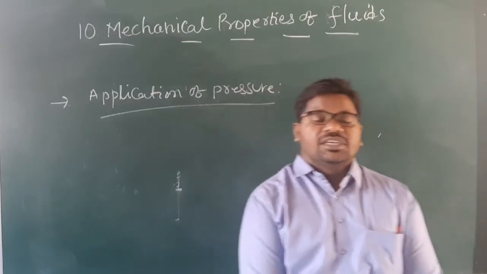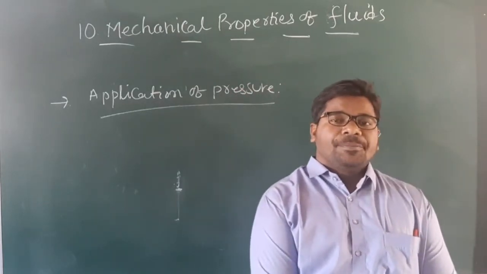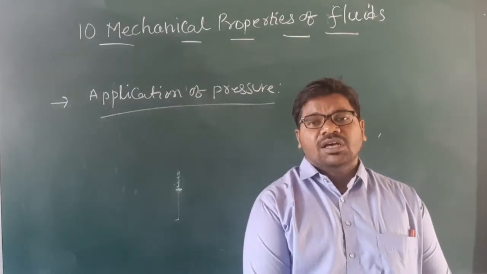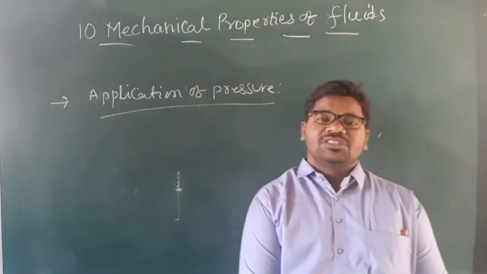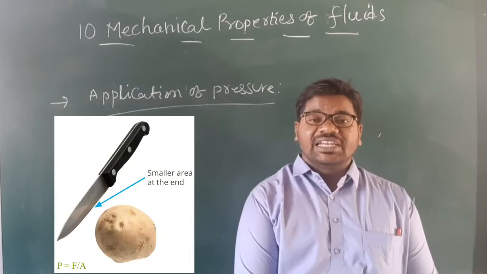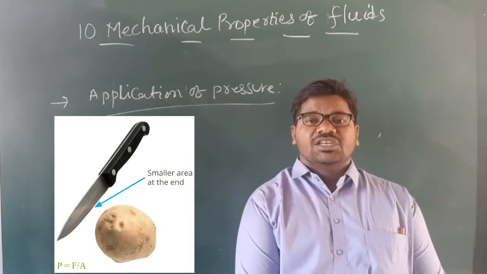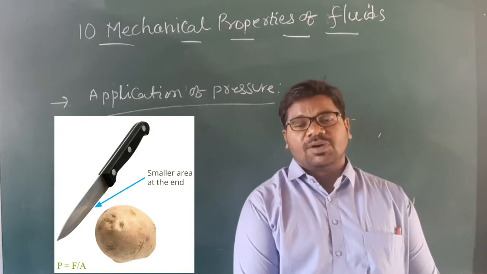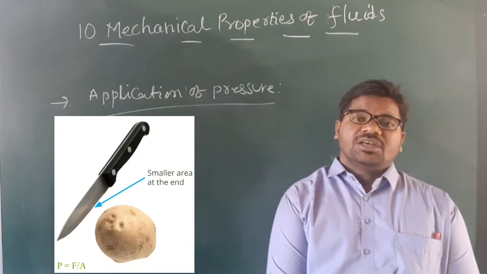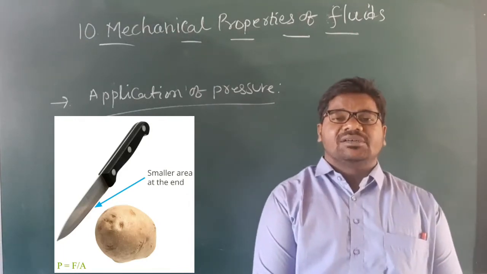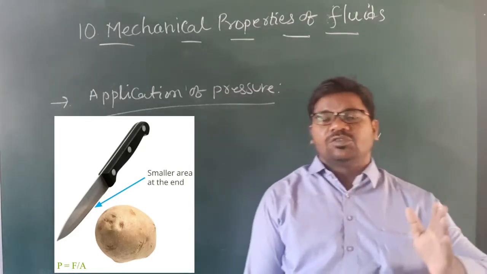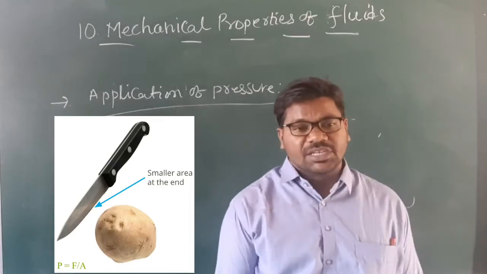See here. First, sharp surface and blunt surface. How can we cut vegetables or anything? By using a knife. A knife has a small, sharp area, so it will cut. A blunt surface cannot cut a single object into two parts.